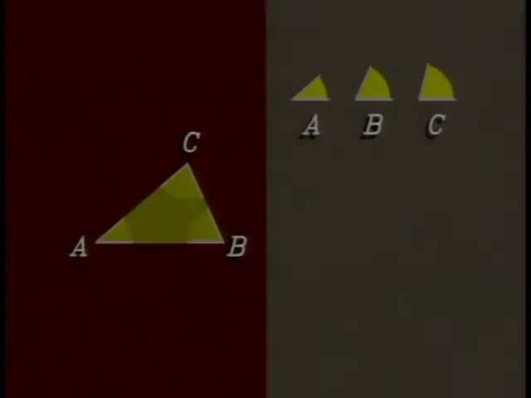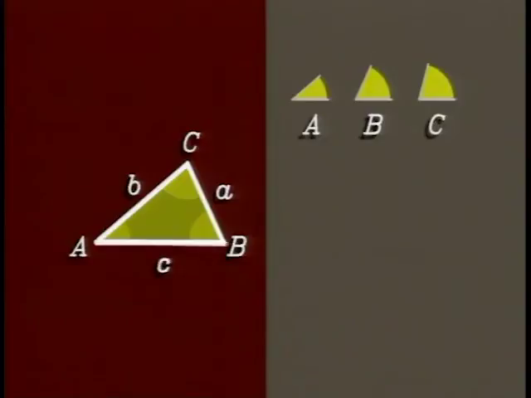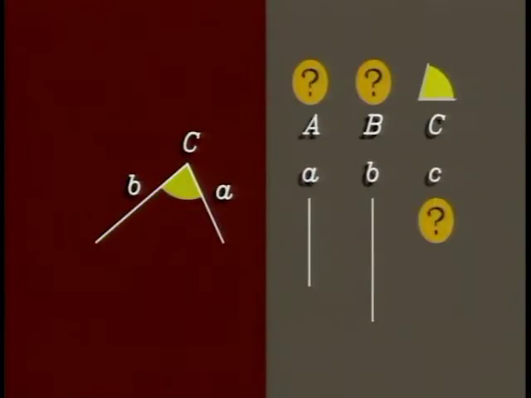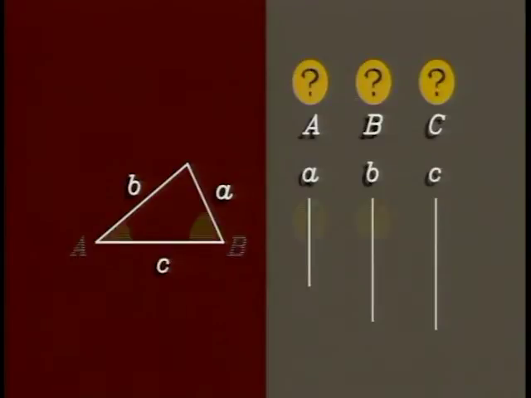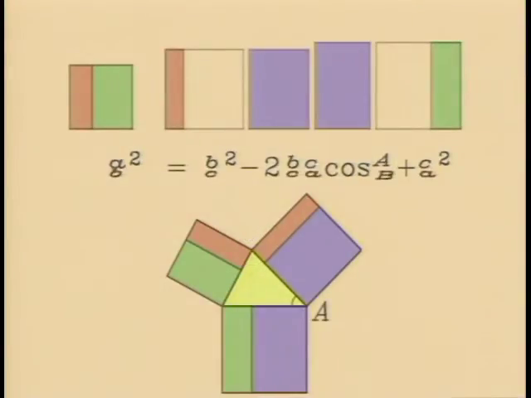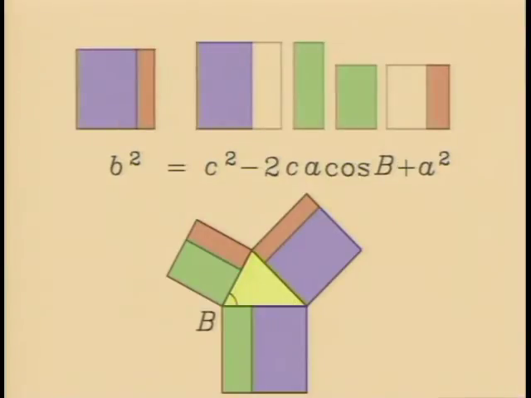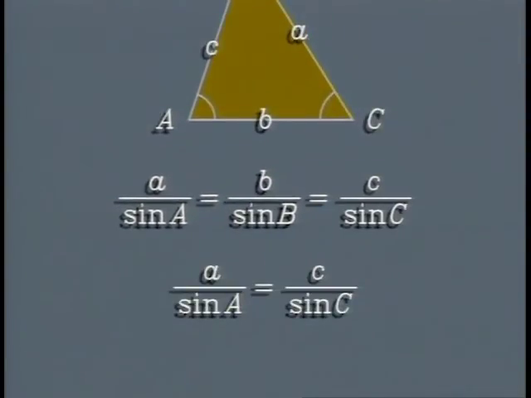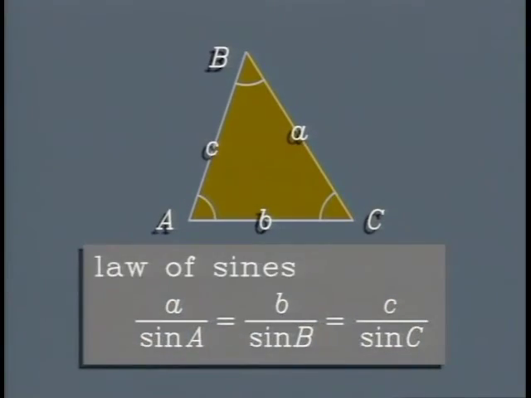In this program, we've developed 2 properties of sines and cosines that help us determine all parts of a triangle when 3 parts are given and at least one of them is a side. The law of cosines relates the lengths of the 3 sides and one angle of any triangle. The law of sines states that in any triangle, the ratio of the length of a side to the sine of the opposite angle is constant. We've seen how the sine law is used in surveying by triangulation.